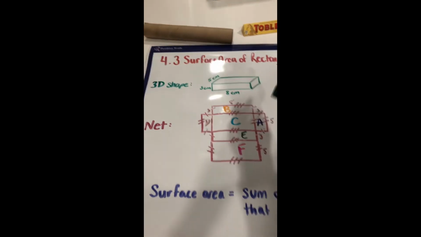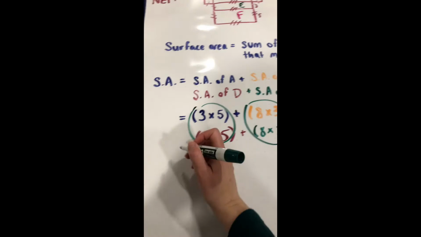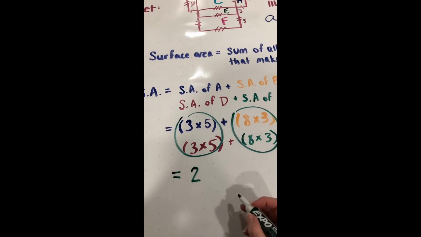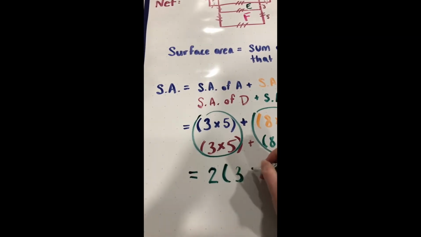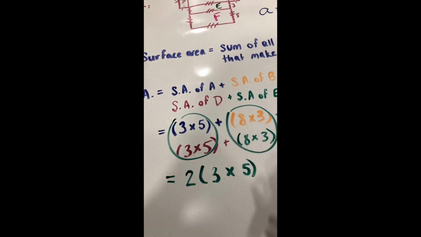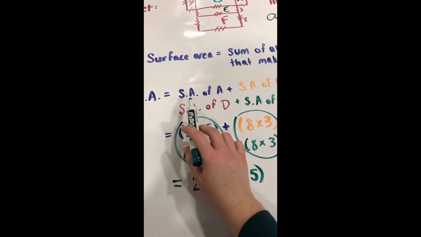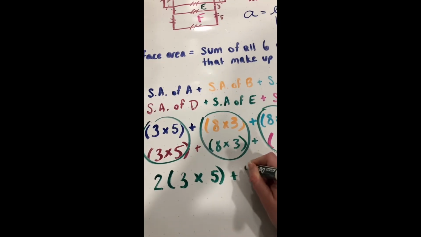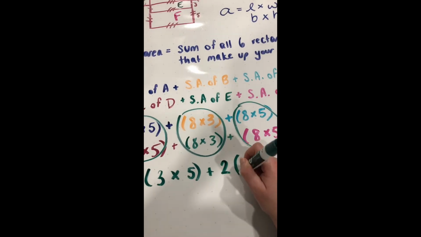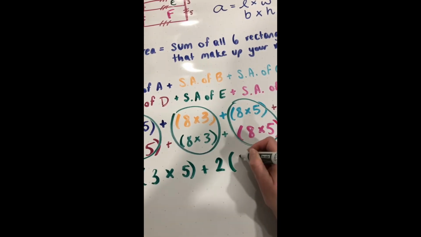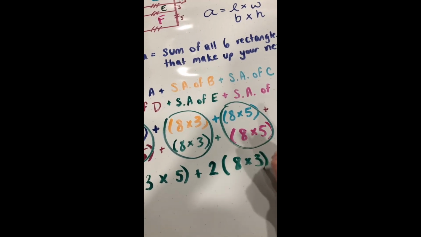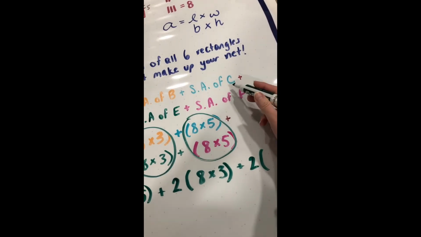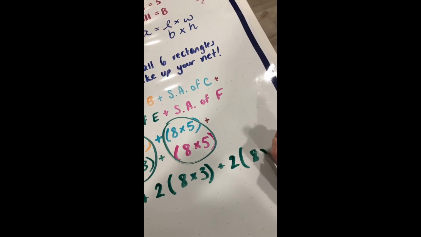So we can make our calculation a little bit shorter and easier here by doing this. We can multiply 2 times this equation. So we have 2 times the surface area of A, which is 3 times 5. We can add this to 2 times the surface area of B, which is 8 times 3. And we can add that to 2 times the surface area of C, which is 8 times 5.